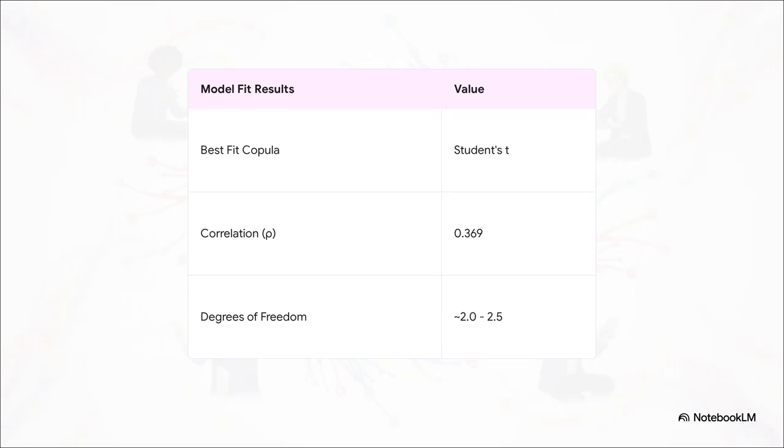And when we run the numbers, the results are crystal clear. The best fit is a Student's t copula. And see that number there for degrees of freedom? That's the key. A really low value like that is a huge flashing signal that the relationship has much fatter tails than a normal distribution would ever suggest.